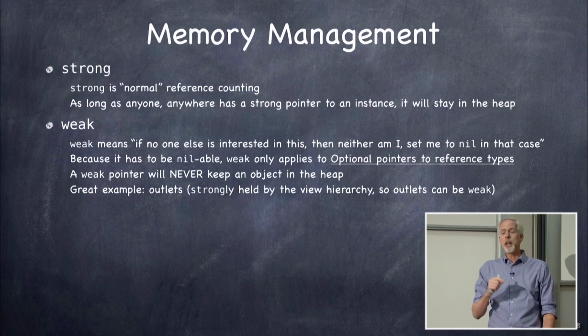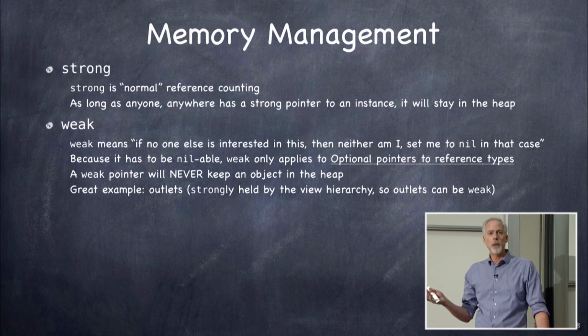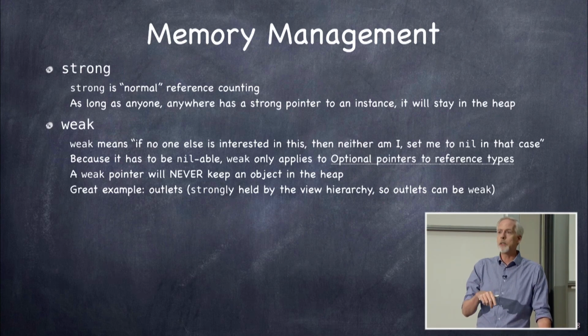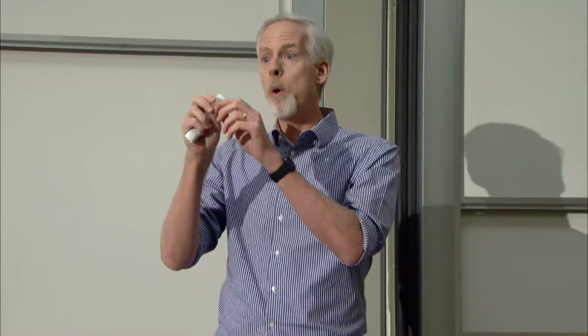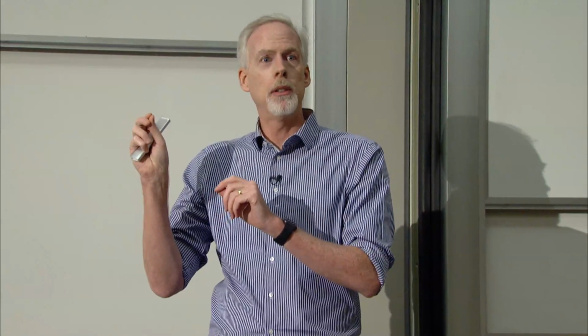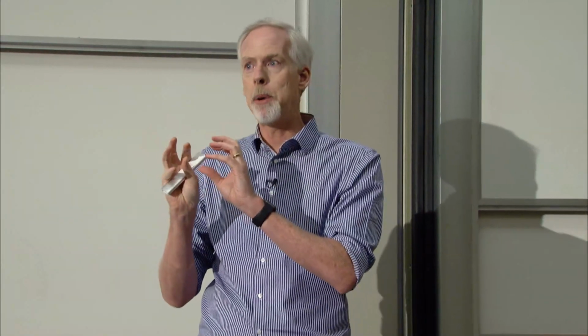And notice that it gets set to nil if all the other strong pointers go away. So what kind of type does this have to be? It has to be an optional. Okay? So this weak only works with optional pointers to reference types. Things that are in the heap. Which our outlets are. If you remember our outlets, like flip count label was a UILabel exclamation point. That was an implicitly unwrapped optional. It was an optional, right? Same thing, card buttons was an implicitly unwrapped optional.